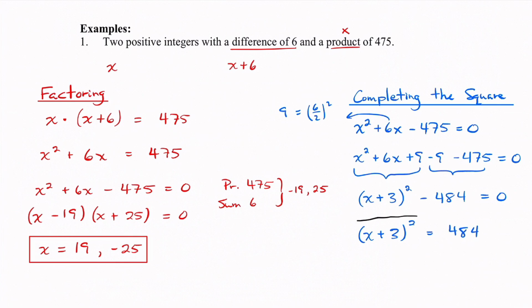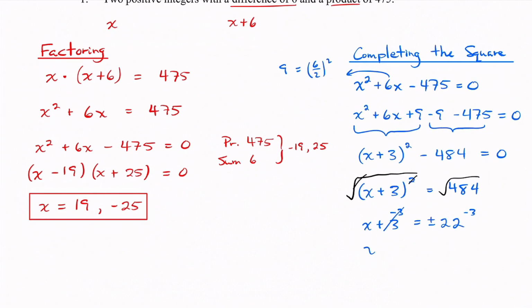Then I've got to get rid of the squares, so we take the square root of both sides. Square and square root cancel out. So we got x plus 3 equals, and then the square root of 484 is equal to 22. And remember, that is plus or minus. And then last thing, we just have to subtract 3 from both sides so that those 3's cancel out. And so I get x is equal to plus or minus 22, subtract 3.